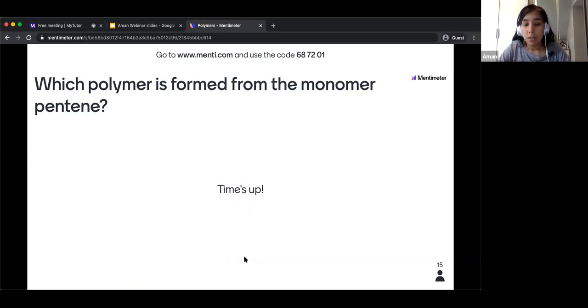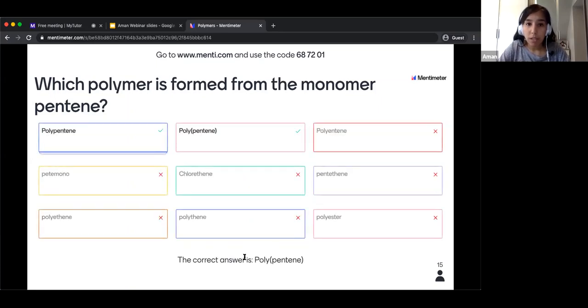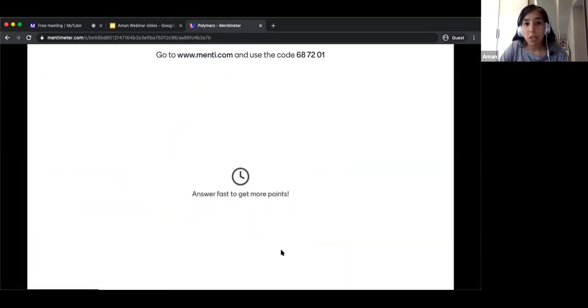So the answer is polypentene. Great. So most people gave polypentene. So it's not polythene. Polythene is polyethene that comes from the monomer ethene. It's not a polyester. Polyesters are made from dicarboxylic acids and diols. And as I said, it's not polyethene. So yeah, the answer is polypentene, and you can write it like this as well with the brackets. It's up to you, however you want to write it.